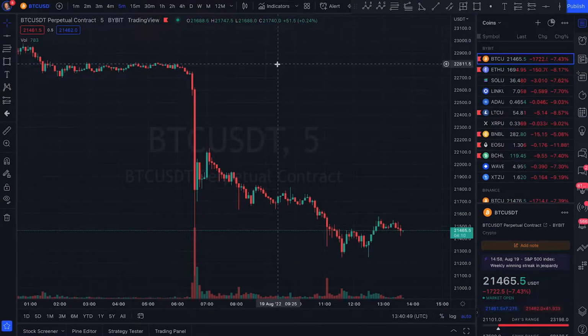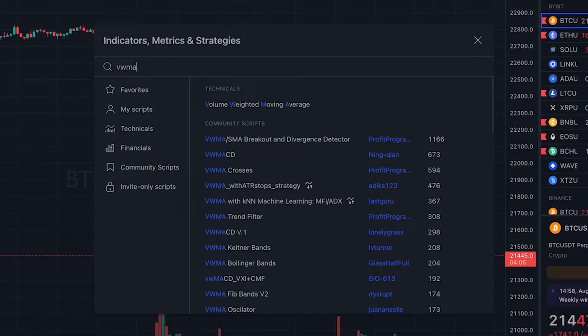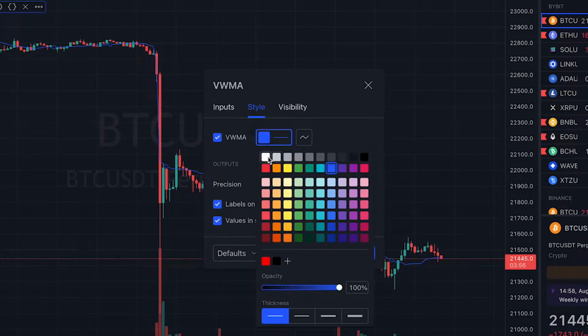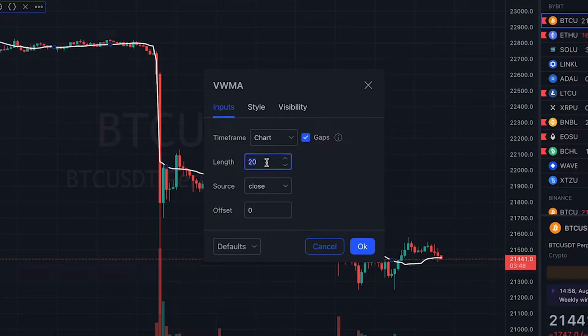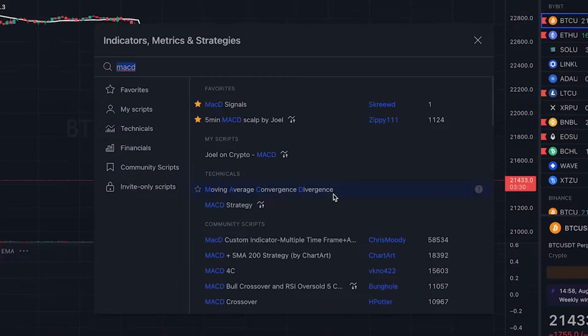So for this version of the strategy, go to indicators up here and search for VWMA and click on volume weighted moving average one time. And then go to the settings, change the color to white. You can pick any color and make the line a bit thicker and change the length from 20 to 30. Just like that. And now add the MACD back in. So search for MACD and add it to the chart.